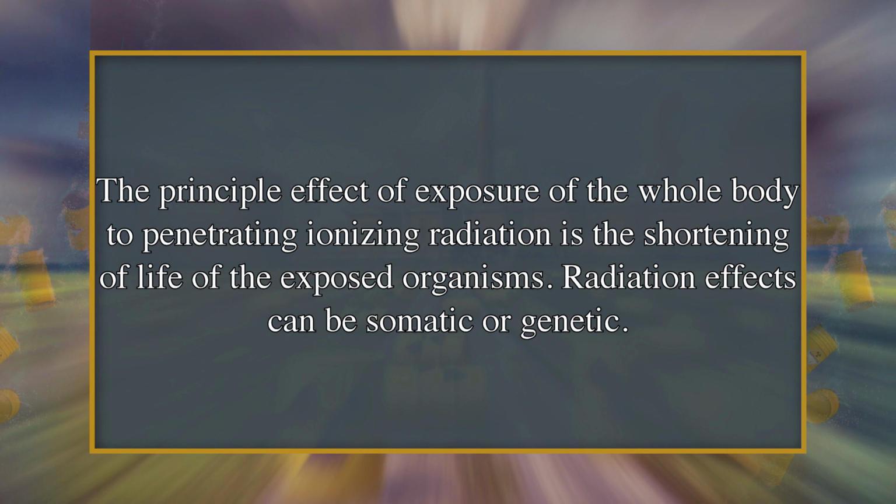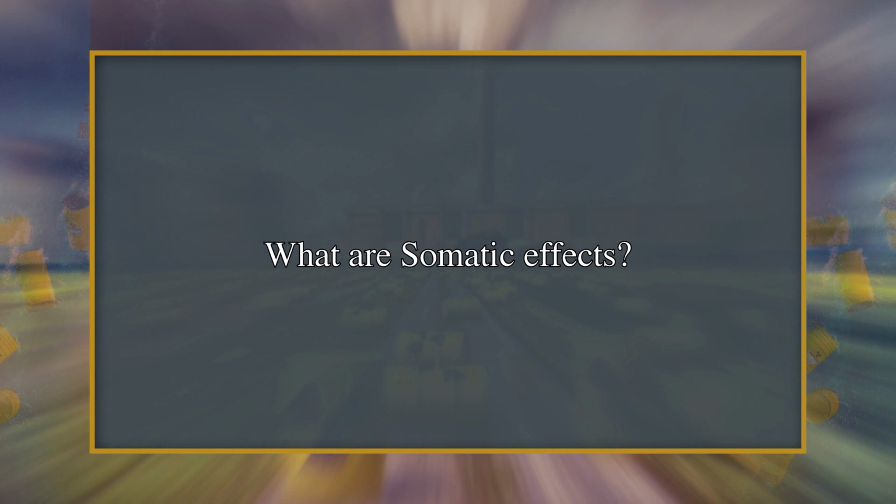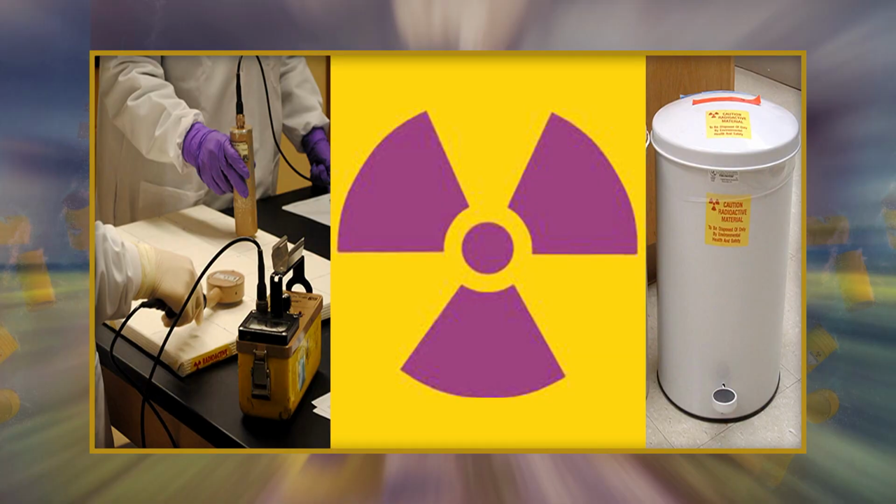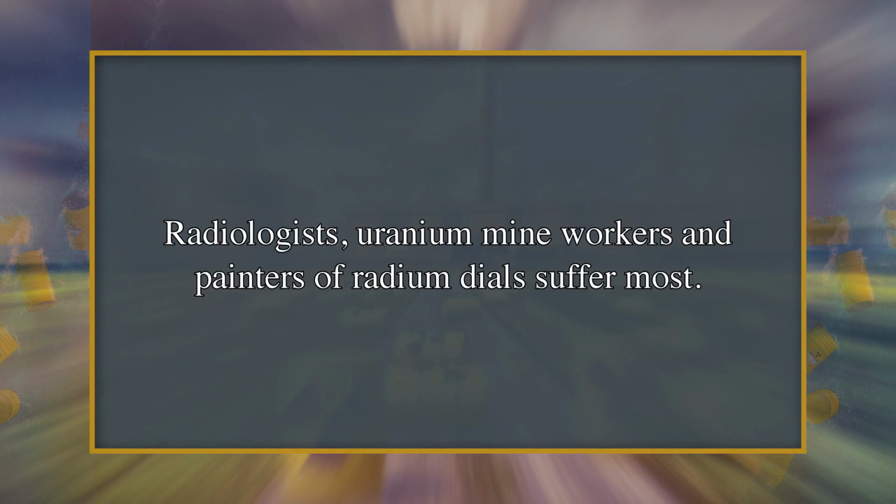Radiation effects can be somatic or genetic. Then what are the somatic effects? Dear students, these are direct results of action of radiation on the function of body cells, tissues or the organs. It causes damage to the cell membranes, mitochondria and cell nuclei, resulting in abnormal cell functions, cell division, growth and death. Radiologists, uranium mine workers and painters of radium dials suffer the most. The somatic effects may be immediate or delayed.